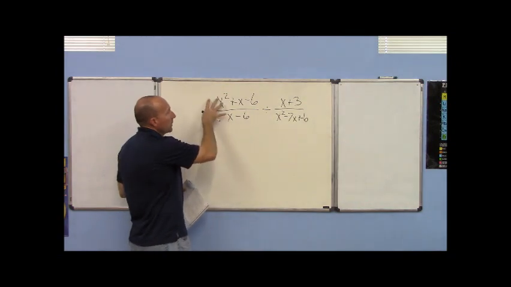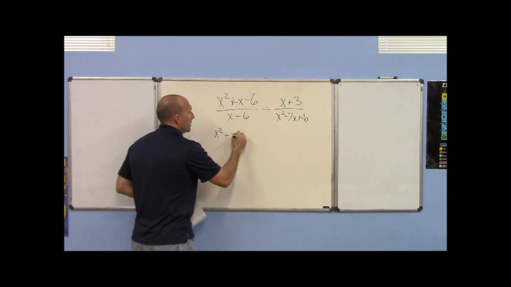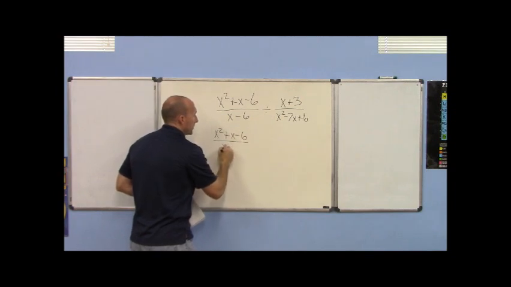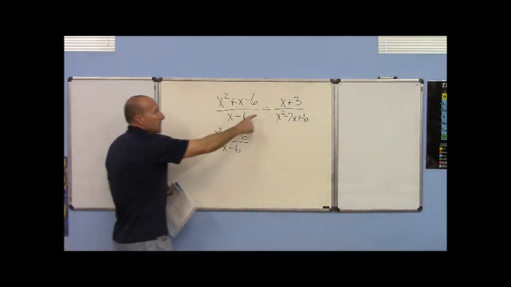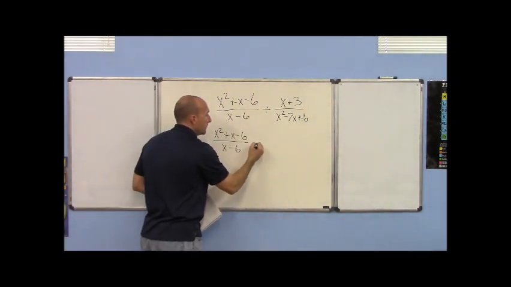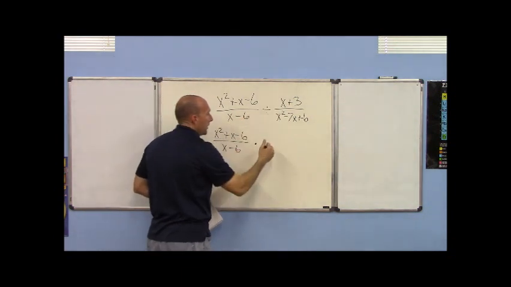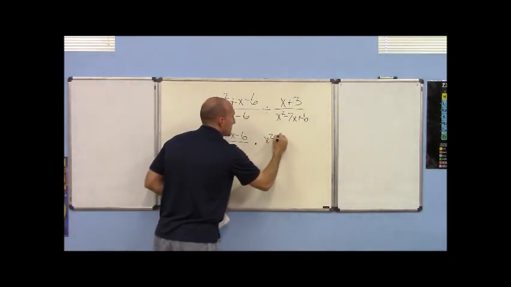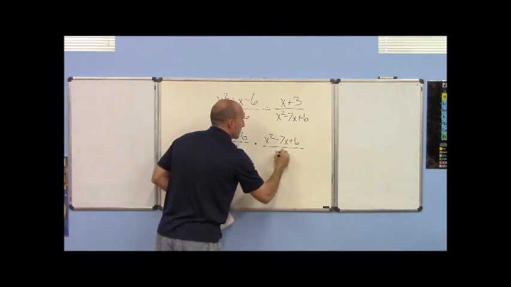So we're going to rename this. We keep the first fraction, (x squared plus x minus 6) over (x minus 6). Okay, we kept our first fraction, change division to multiplication, and take the reciprocal, or the flip, of our other fraction. So now (x squared minus 7x plus 6) over (x plus 3).